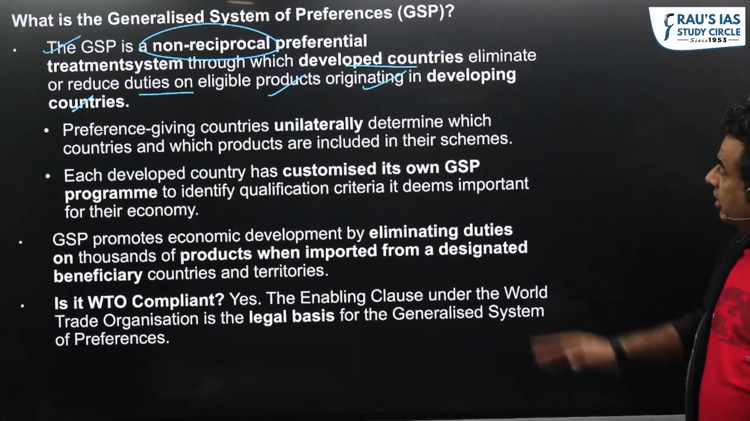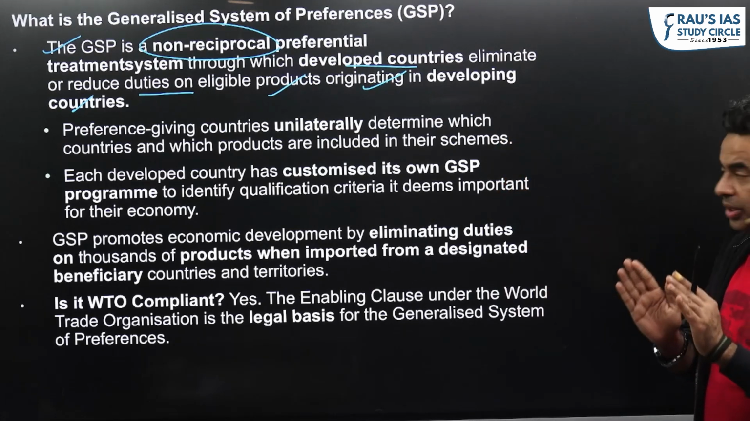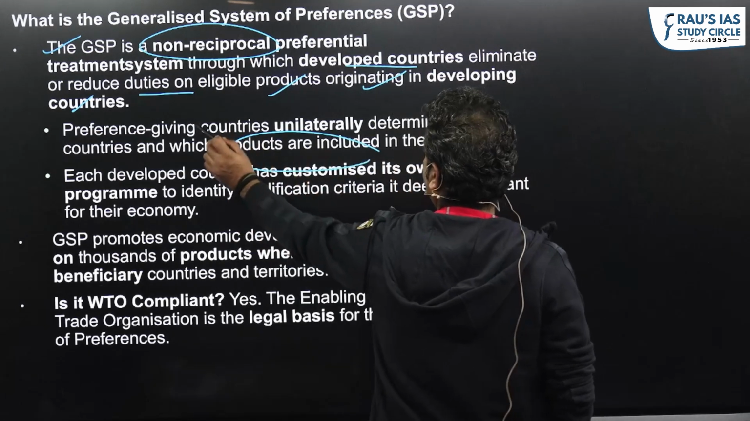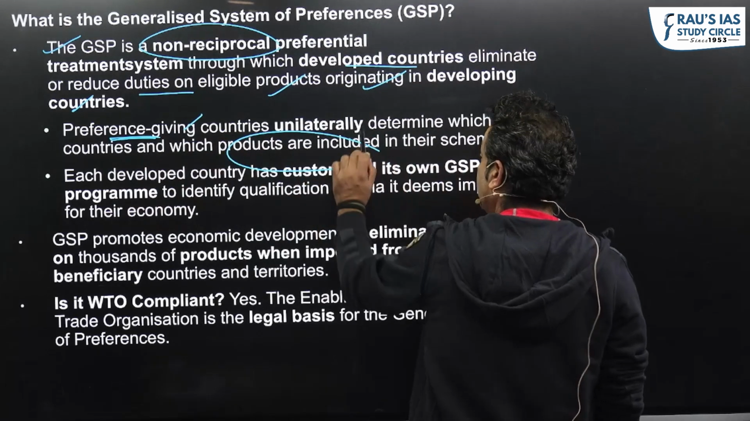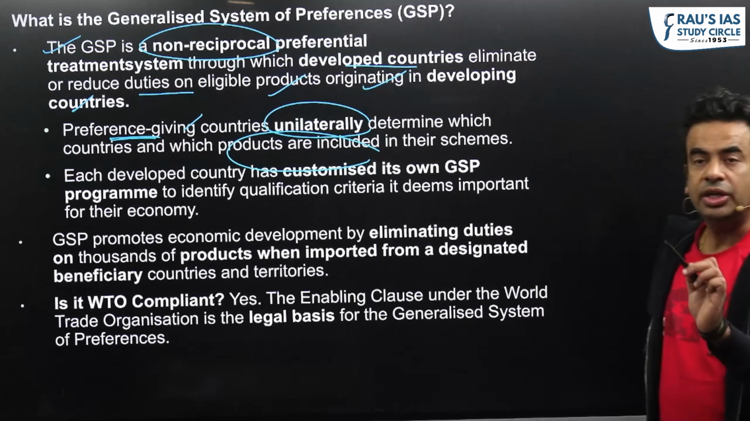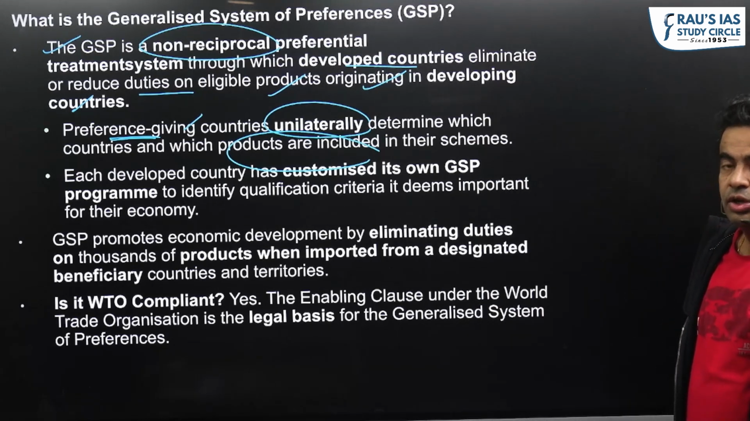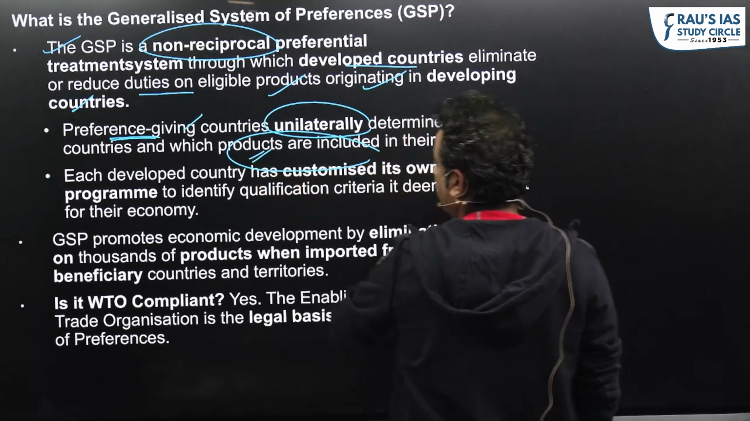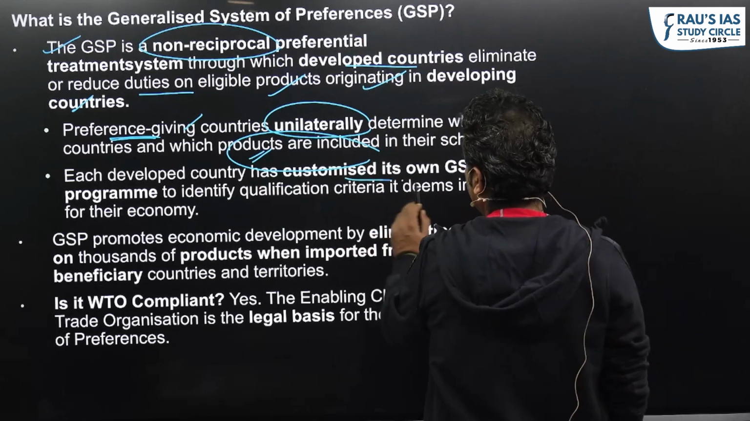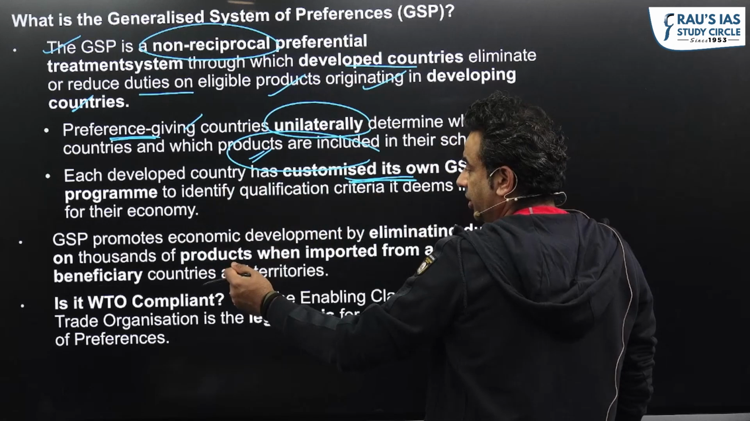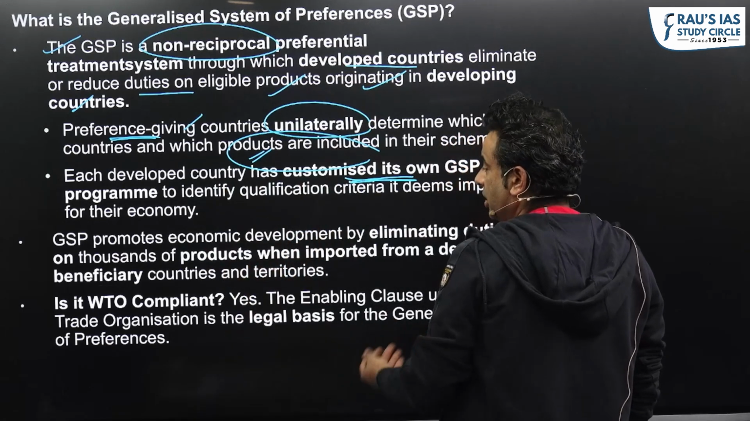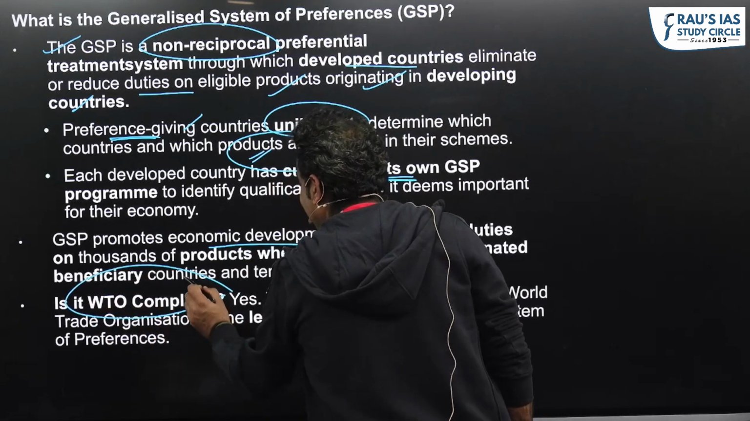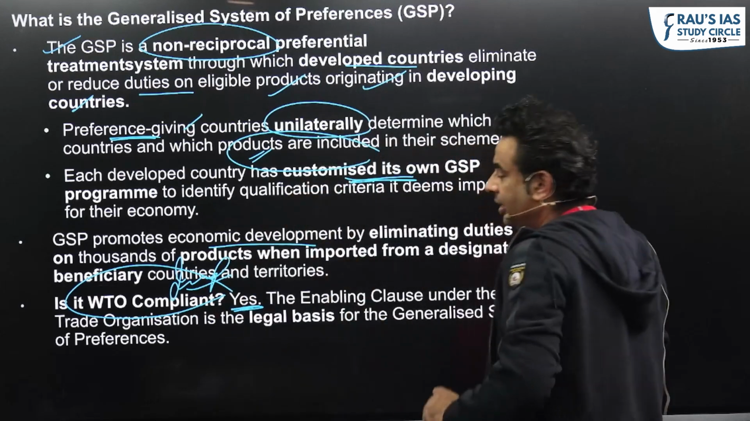Under GSP, they have the power to decide on which products they want to reduce their duties. So the preference-giving countries, those giving preference under GSP, decide themselves. Developing countries can't demand that you reduce your duties on these goods. Only the country giving the reduction can decide on which products to reduce the tariffs. Every developed country can customize its own GSP. So these are the points about GSP, and this GSP has already been taken back by the US from India. It helps in the growth and development of developing countries. And it is important to know that the GSP system is WTO compliant. Yes, it is WTO compliant.